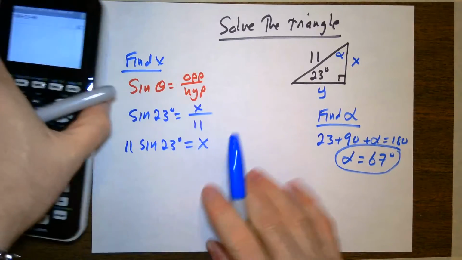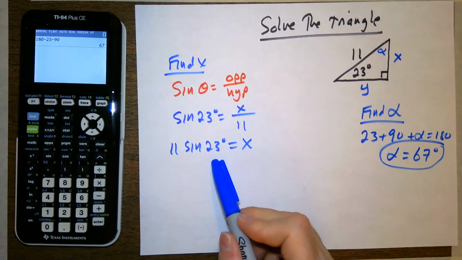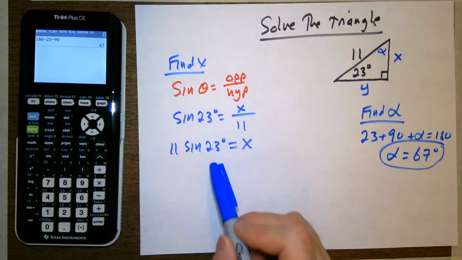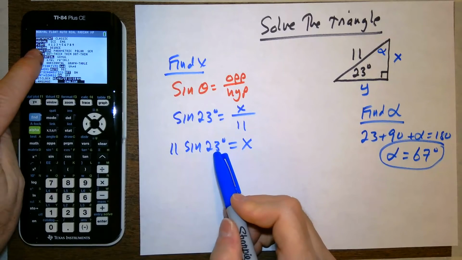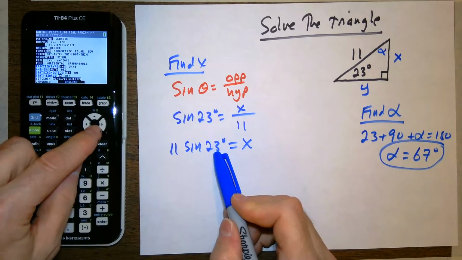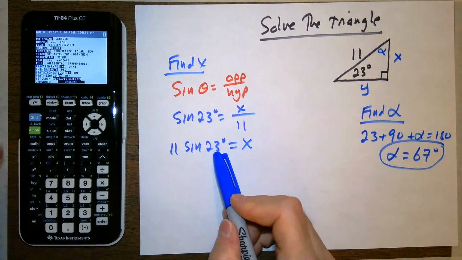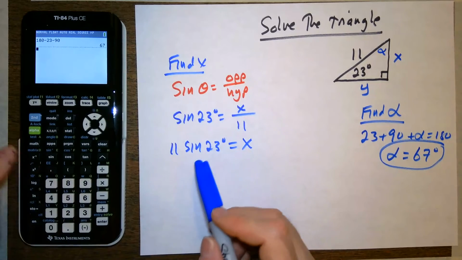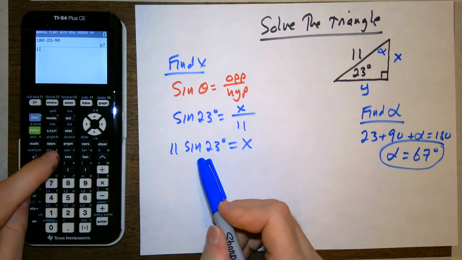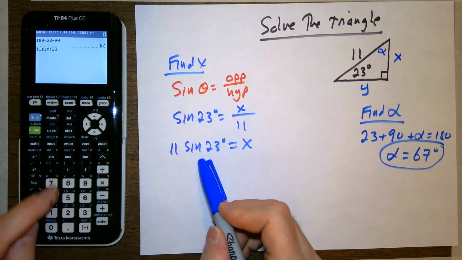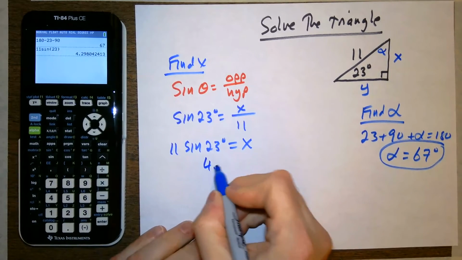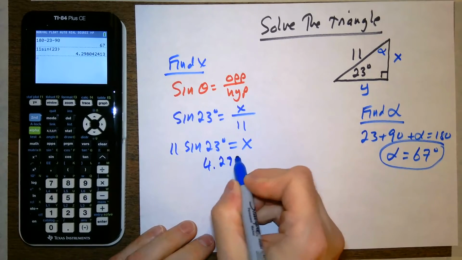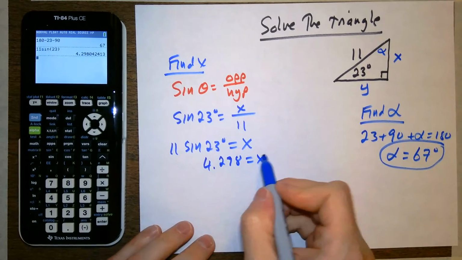23 is not one of our nice, well-behaved angles. I'm going to have to do it on the calculator. And another issue here, whenever you're doing things on the calculator, check your mode. I need to be in degree mode. So I'm in radian right now. So I'm going to switch to degree mode. And then I'm just going to do 11 times the sine of 23 equals 4.298 equals x.